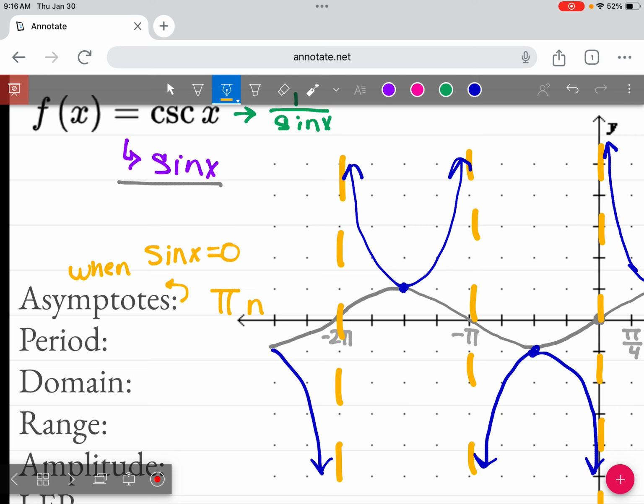The period is based off of the parent function, just like we did for sine. In this case, our period is going to be 2 pi. What about the asymptote if the number is a fraction? I'll show you. We'll get there.